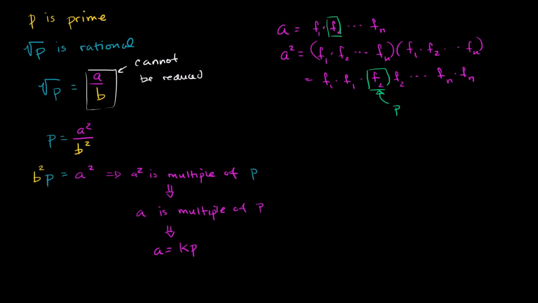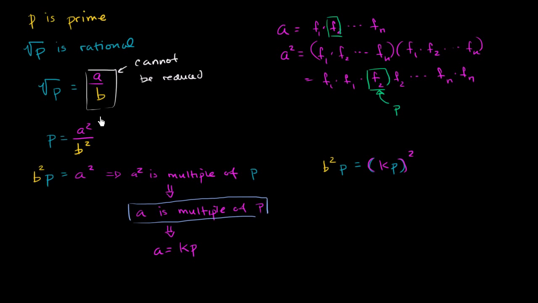Now, why is that interesting? And actually, let me box this off because we're going to reuse this part later. But how can we use this? Well, just like we did in the proof of the square root of 2 being irrational, let's now substitute this back into this equation right over here. So we get b squared times p is equal to a squared. Well, a, we're now saying we can represent as some integer k times p. So we can rewrite that as some integer k times p.